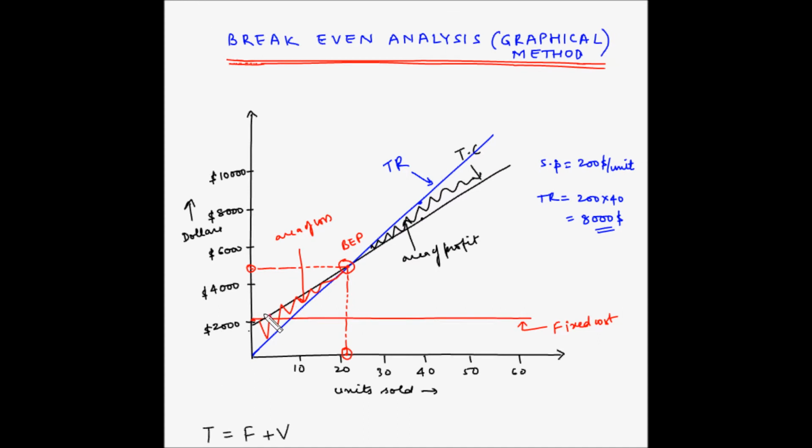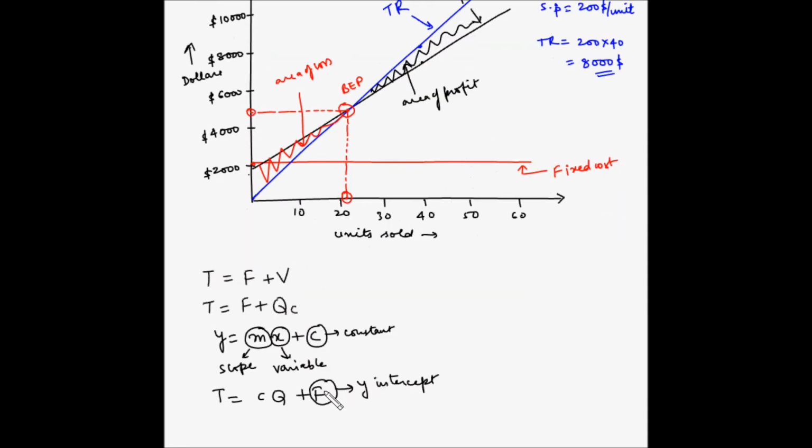So if we look at the graph, the total cost line intercepts the y-axis at a point which is equal to the fixed cost, which is in our case $2,000. So F is the y-intercept or the constant. Small c represents the slope. So basically the unit cost of the product determines the slope of the total cost line, and Q is the variable.